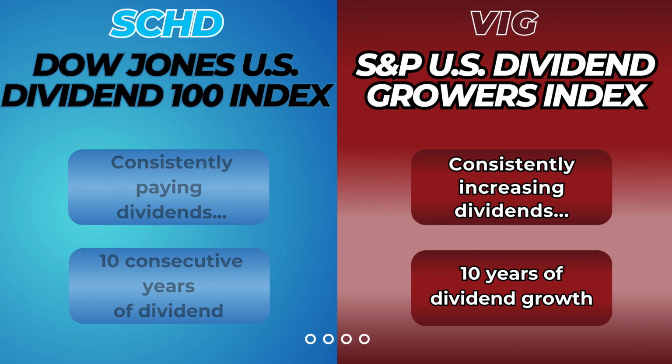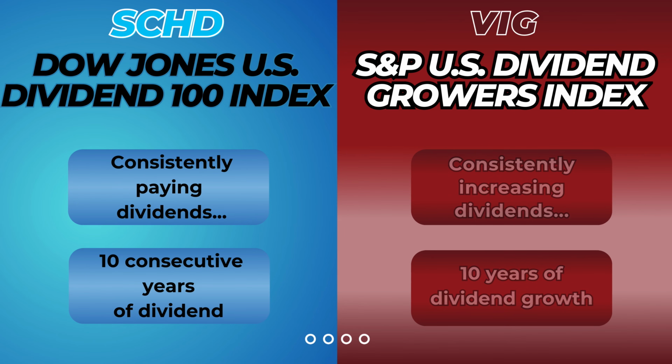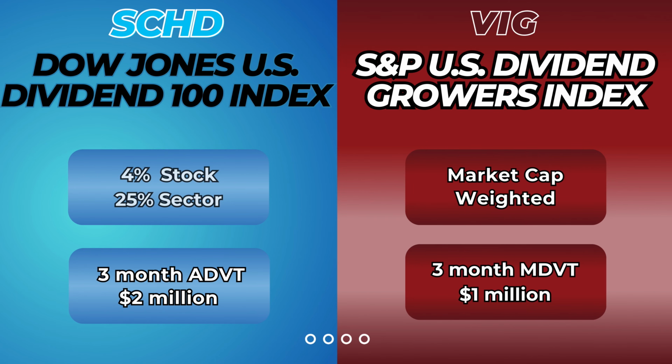The Dow Jones U.S. Dividend 100 Index, with companies that have paid dividends consistently for at least 10 years, and the S&P U.S. Dividend Growers Index, with companies that have consistently increased dividends for at least 10 years, which is a testament to the stability and growth potential for each ETF. Staying with the index strategy, let's dive a little bit deeper into these rules.